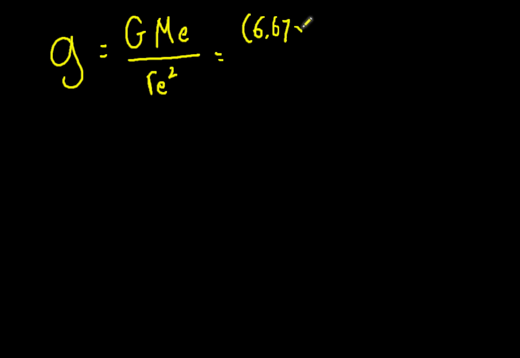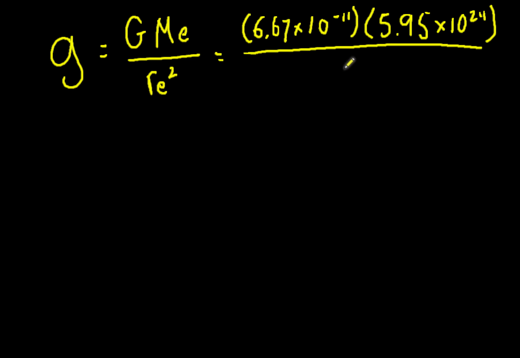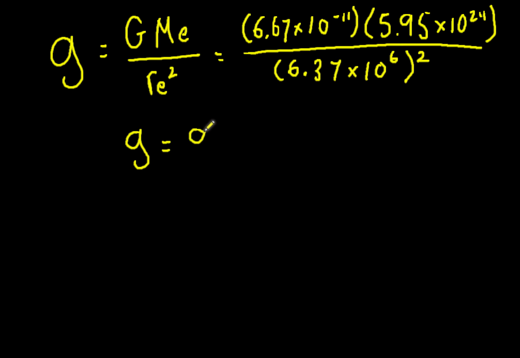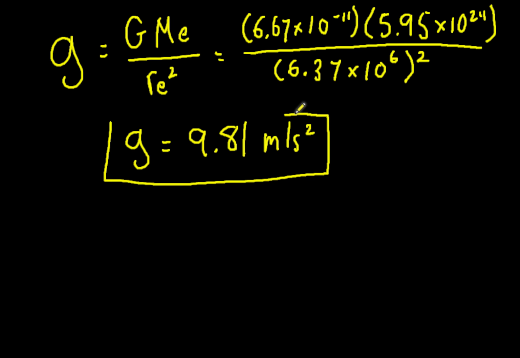We can use this to calculate the value of little g for the surface of the Earth. Little g equals GM over radius of the Earth squared, which is 6.67 times 10 to the negative 11, times the mass of the Earth, which is 5.95 times 10 to the 24, divided by the radius of the Earth squared, which is 6.37 times 10 to the 6, squared. This gives us a very familiar value. g equals 9.81 meters per second squared. And that's where that value comes from.